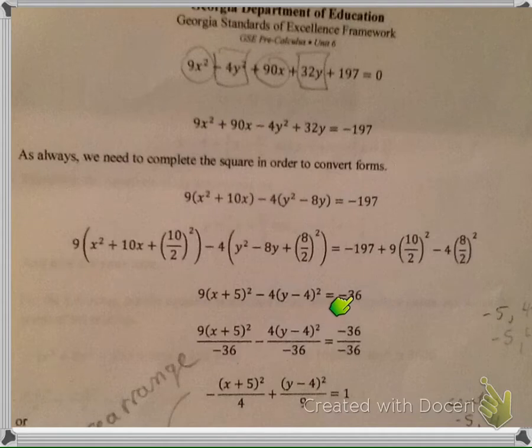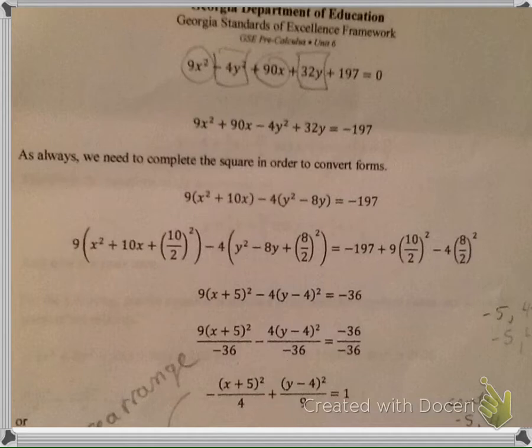Now all I have to do is divide everything by negative 36, because we know that the equation is equal to 1. And so negative 36 divided by negative 36 gives us our 1. So now it's in standard form. And then over here, we're dividing this by 36 and this by 36. Now this can be simplified. 9 and negative 36 simplifies to negative x over 4. That's really negative 1/4 here. There's a 1 there, but we don't need to write it. And over here, 4 over 36. 4 goes into 4 once, and 4 goes into 36 9 times. So that also simplifies to 1/9.